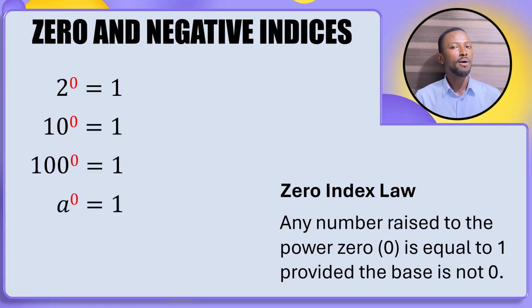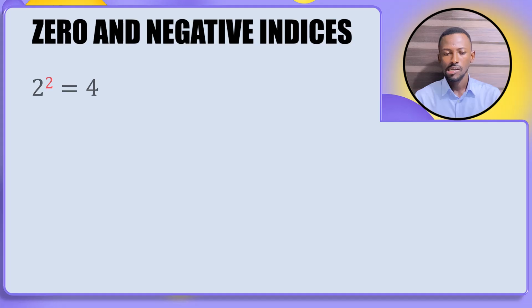And a to the power 0 is 1, as long as a is not 0. X to the power 0 is 1. B to the power 0 is 1. So basically, the zero index law helps us to understand that any number raised to the power 0 is 1. I think that is clear enough, right? Well, before we move to the negative indices, I want you to analyze something.